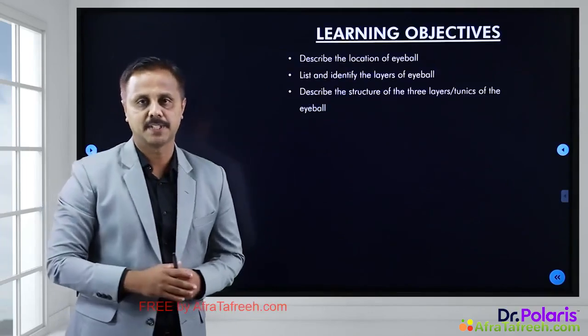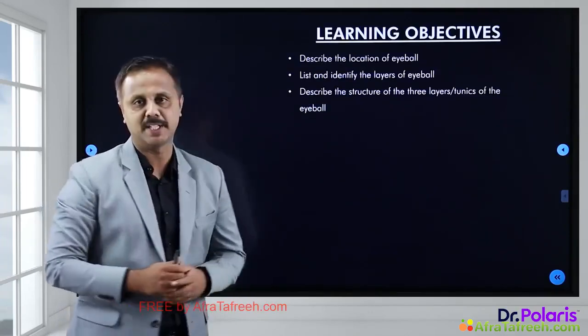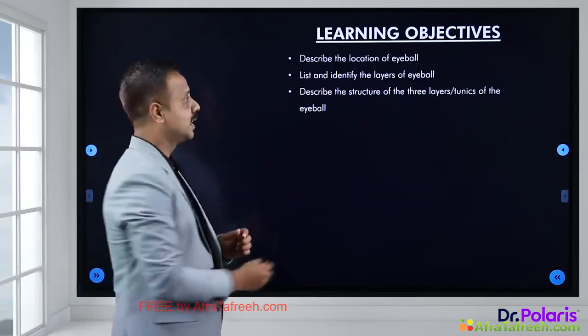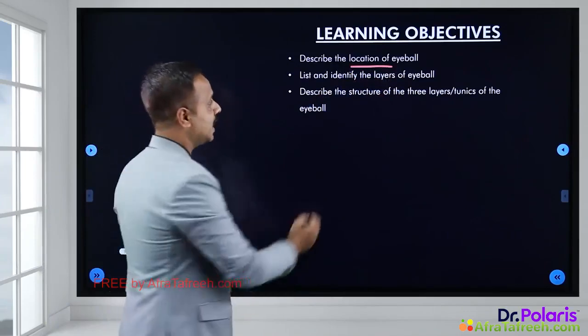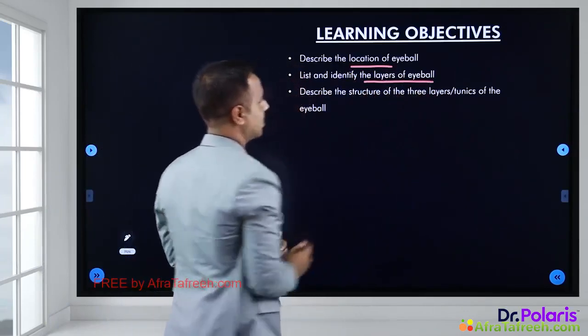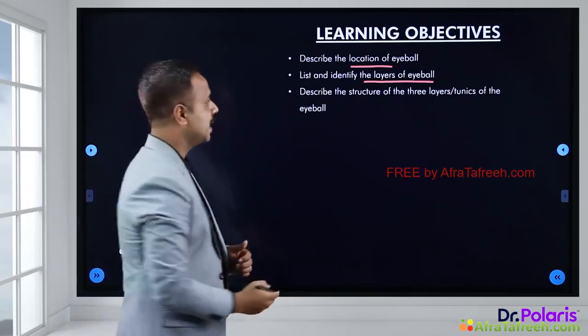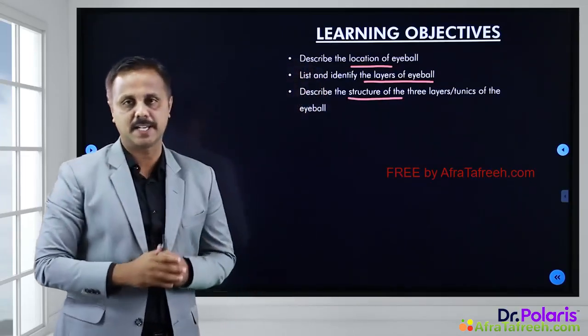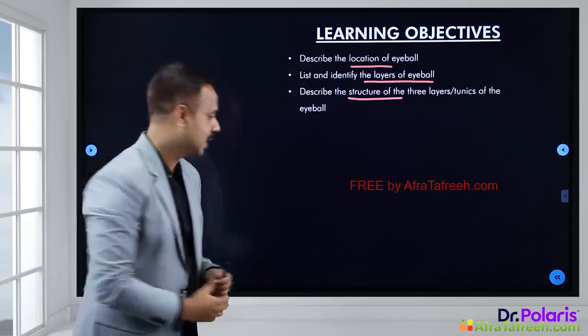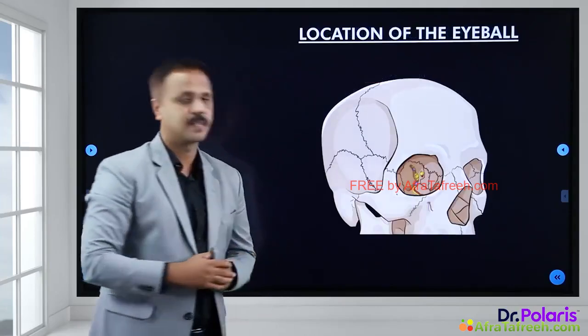The learning objectives for this session are, at the end of completing this session, you should be able to describe the exact location of the eyeball. You should be able to identify the three layers of the eyeball. You should be able to describe in brief the structure of each of these three layers. Let's begin with the location.